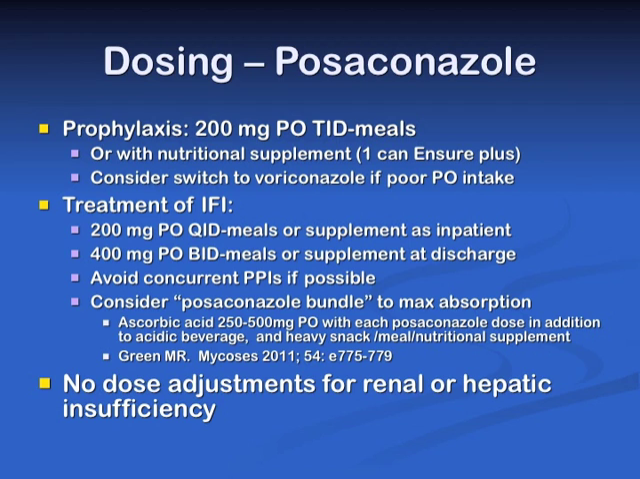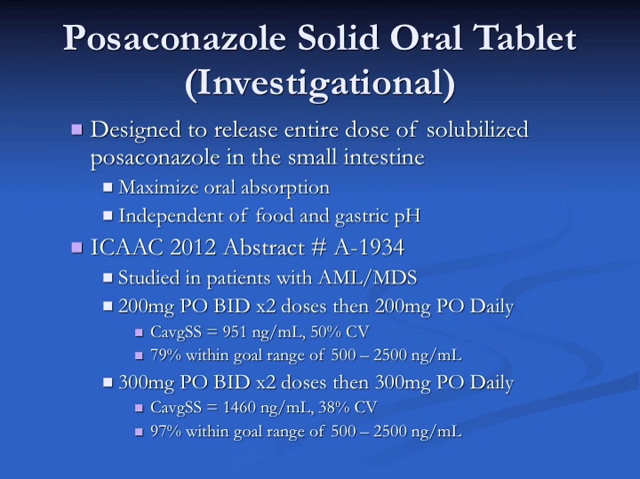400 milligrams twice a day is our try-to-get-reasonable-compliance dose. Avoid concurrent PPIs. Consider a posaconazole bundle to maximize absorption. One acidifying agent that you can use as an alternative or in combination with ginger ale or cola would be ascorbic acid, vitamin C, 250 to 500 milligrams with each dose. And ideally, patients should have food or a heavy snack, nutritional supplementation, and no dose adjustments for renal or hepatic insufficiency.